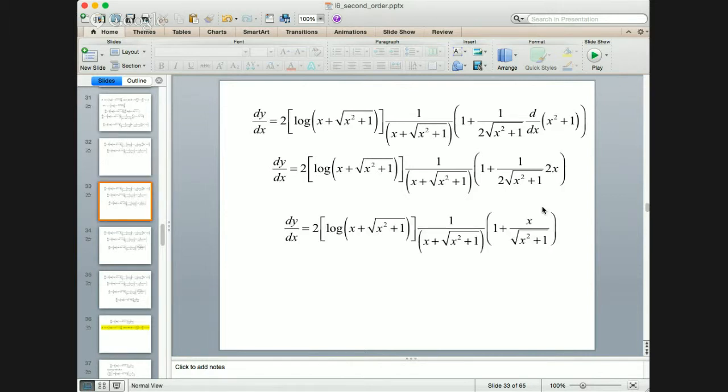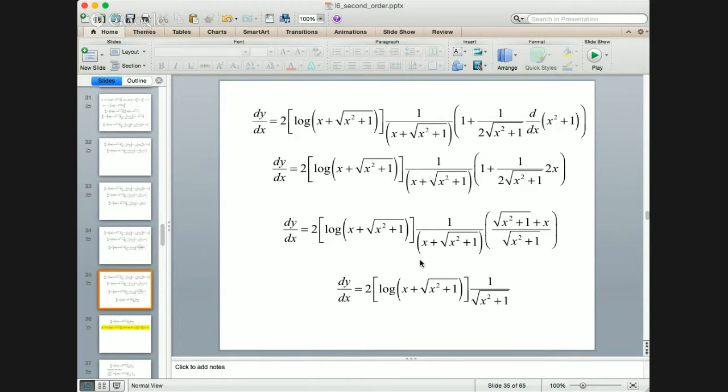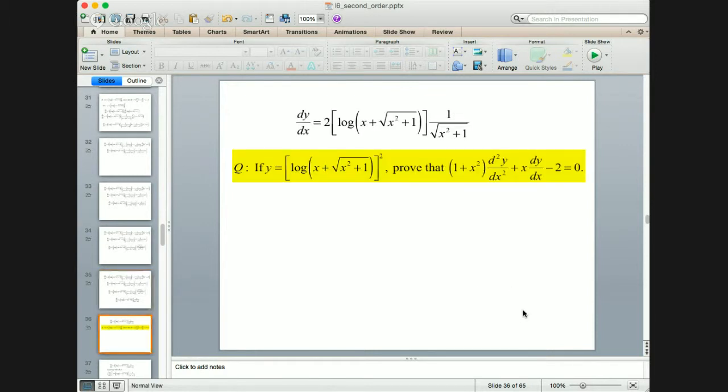a lot of simplification, and it would become something like 2 times log of x plus root of x square plus 1 into 1 by x plus root of x square plus 1, and here also in the numerator you will get x square plus 1 plus x. So this expression in the numerator and here in the denominator would get cancelled, and your dy by dx will be 2 times of log of x plus root of x square plus 1 into 1 by root of x square plus 1.